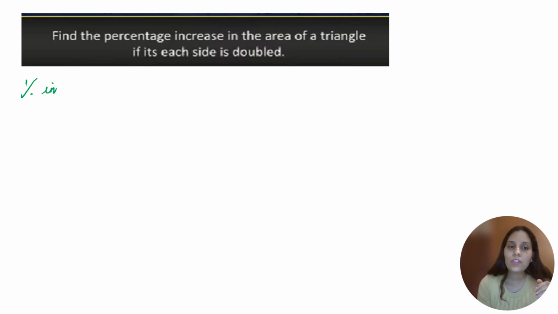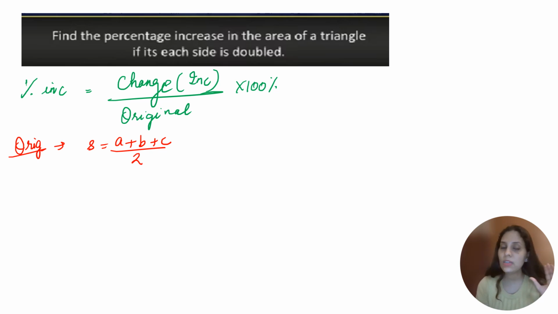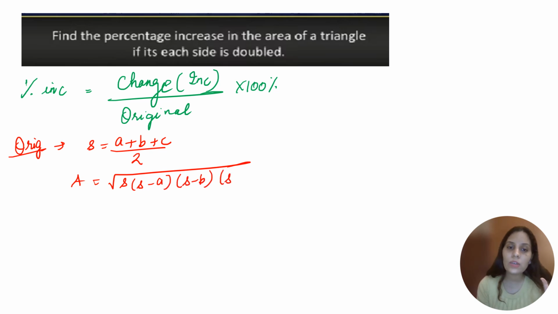What is percentage increase? Percentage increase is change. Change is basically how much it has increased by original into 100%. Right? This is the formula. Now, firstly, I will check for the original. Original triangle is what? S is equal to (A plus B plus C) by 2. I'm taking the sides as A, B, C. So semi-perimeter is (A plus B plus C) by 2. And area is root over S into (S minus A) into (S minus B) into (S minus C).